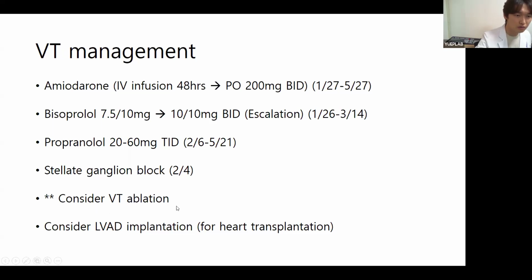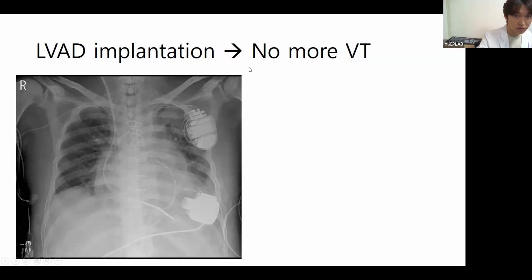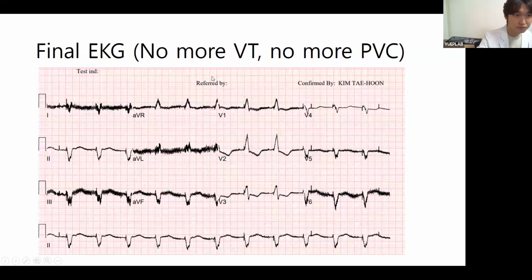And we considered VT ablation, but after amiodarone infusion, it was stable. After that, actually he was severe, so in Campart, they considered LVAD implantation while waiting for heart transplantation. After LVAD implantation, there was no more VT. This is the final EKG, no more VT and no more PVC.